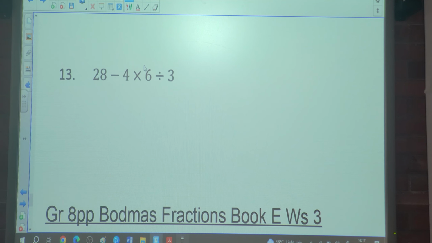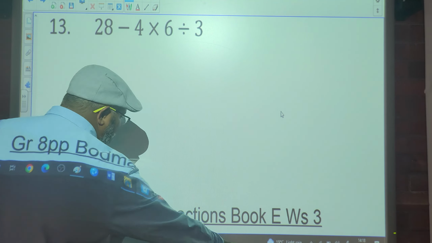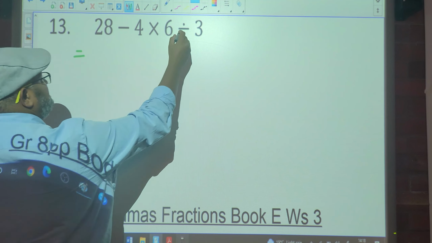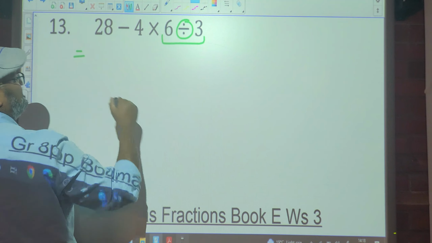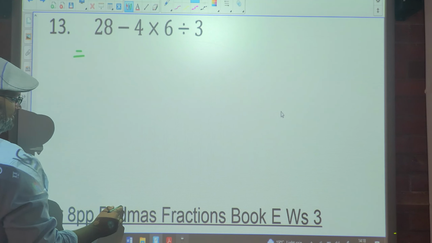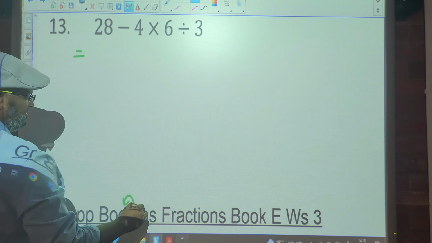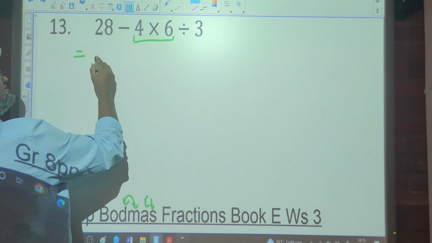Number 13. So you've got 28 minus 4 multiplied by 6 divided by 3. So what must be done first? Division. You can change that to multiplication, or you can divide it. But we also said that your multiplication and your division can interchange, and your addition and subtraction as well. So I can actually do multiplication first.